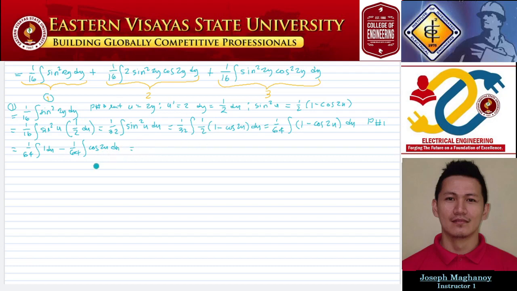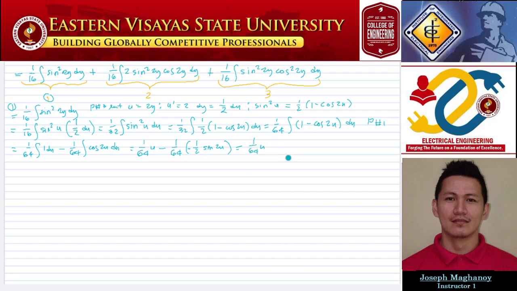Okay, so we're done with our setup, so we need to solve them. So this is 1/64 u minus 1/64. So the integral of cosine 2u, that is 1/2 times 2u, so of course that is negative sine 2u. So simplify further. So 1/64 u.